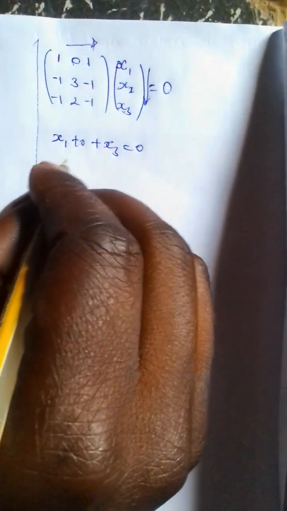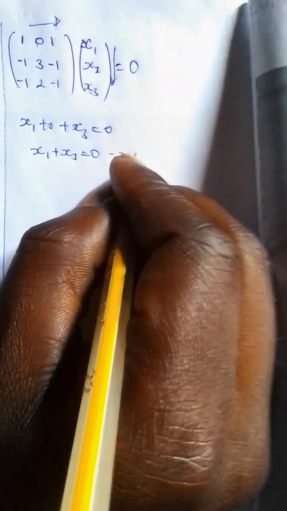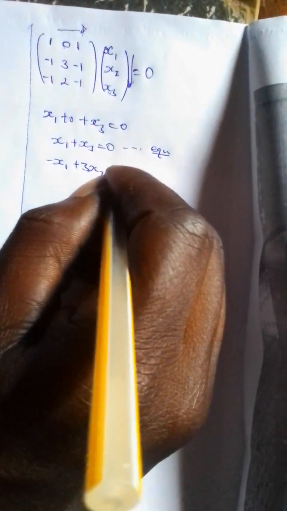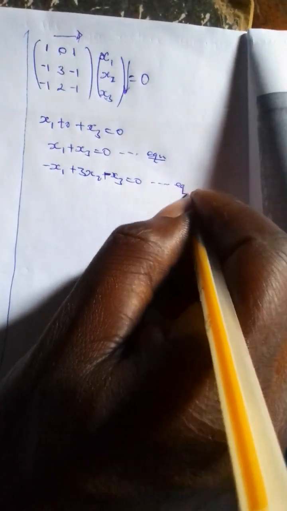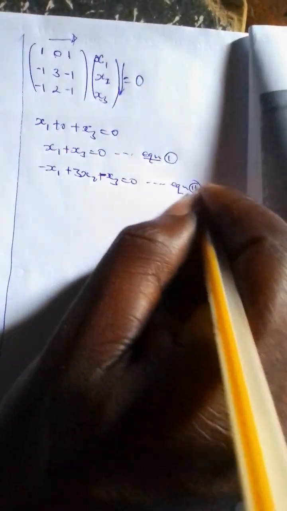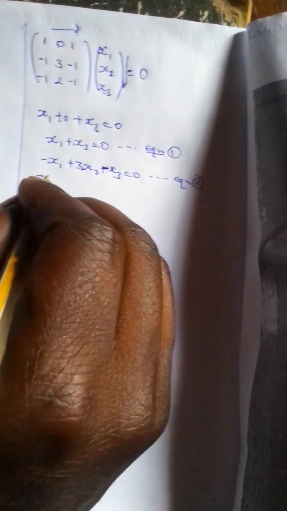So from there, we shall have x1 plus x3 equal to 0. This one is equation 1. Then we multiply all of these row by column. This is negative x1 plus 3x2 minus x3 equal to 0. This one is equation 2. Then here we shall have to get negative x1 plus 2x2 minus x3, getting the third equation.